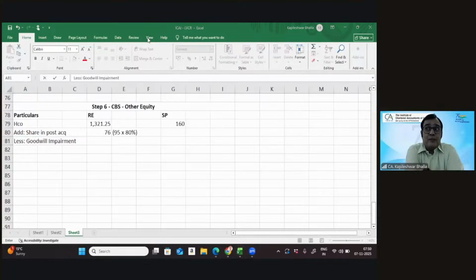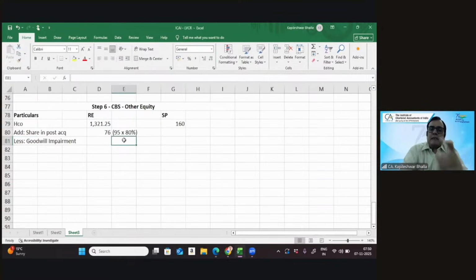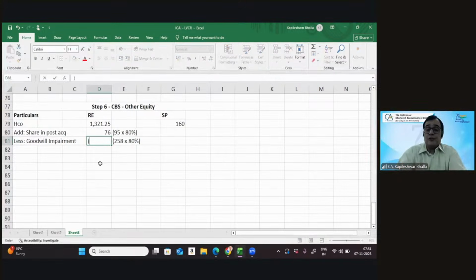So goodwill impairment in this particular case, are you going to consider 80%, or are you going to consider the goodwill impairment to the extent of 100%? That's also important to put across. So are you going to consider 80%? That's right. So we take the goodwill impairment that is to the extent of 258 into 80%. It's only when you calculate the goodwill that you need to reduce the entire amount, otherwise we need the parent and NCI share. So this is going to be 206.4.